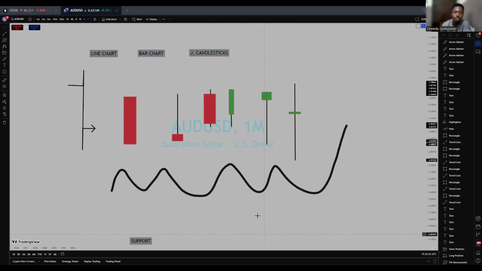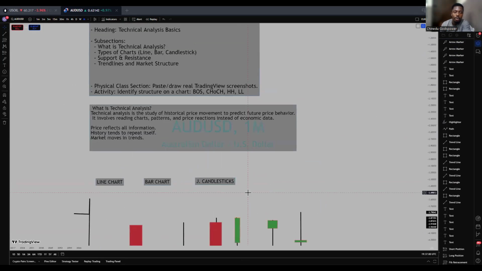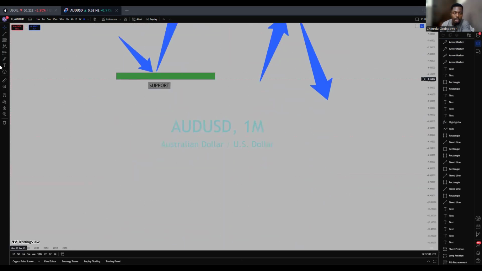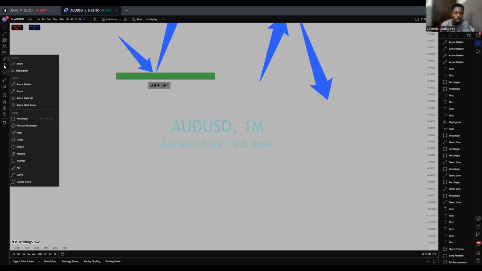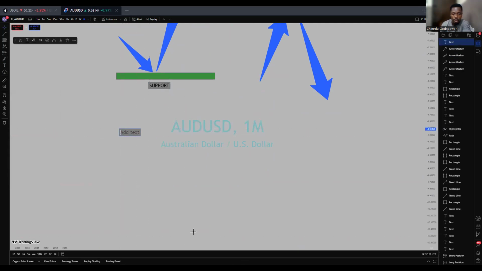Now let's go back to our trend lines and market structure. What are trend lines and what is market structure? So what is a trend line? A trend line helps visualize upward and downward momentum in the markets. While market structure is how price creates swings.